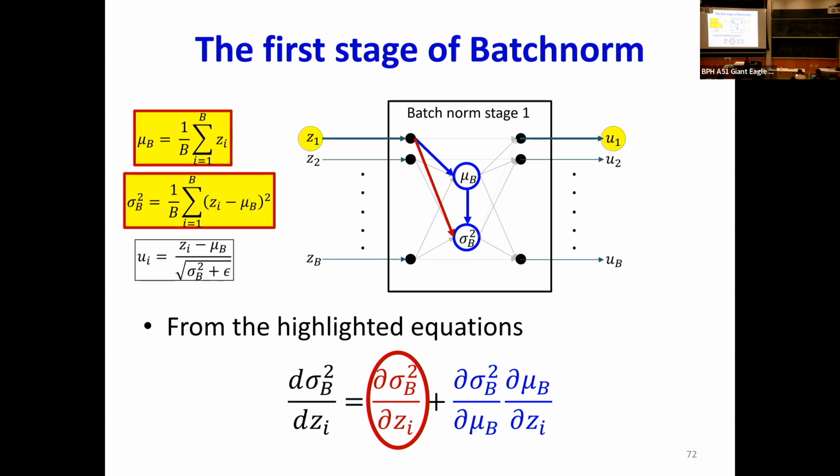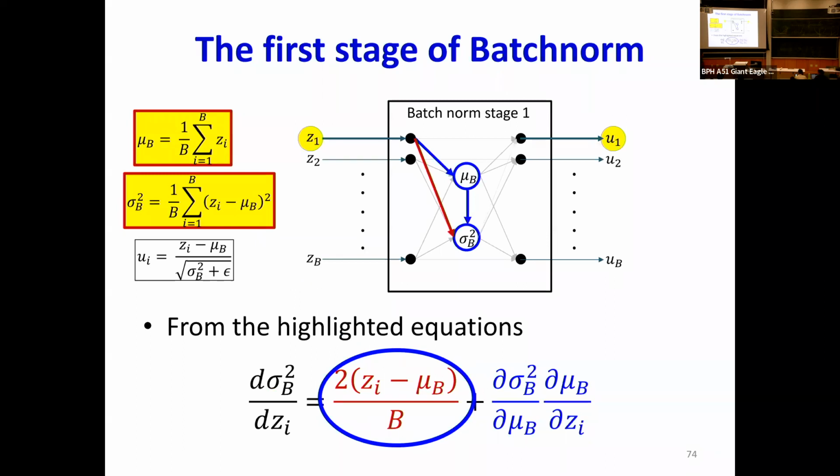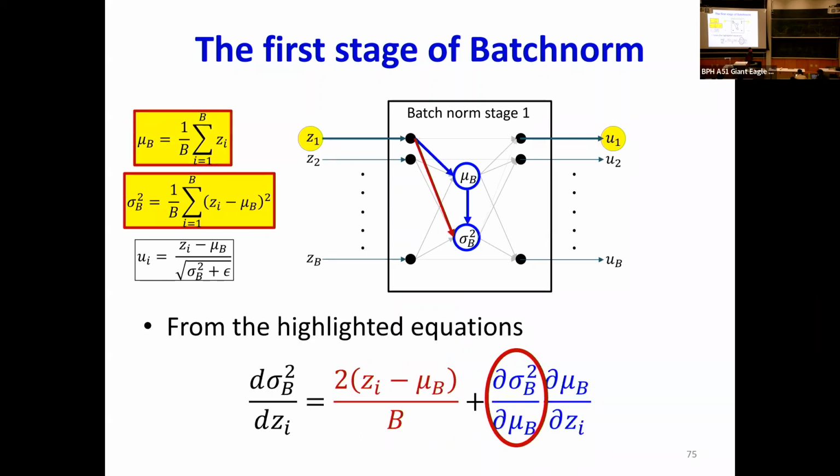Sigma squared is the variable, right? So what is the derivative of this with respect to any particular zi? That's going to be 2 times z minus mu over b, correct? Everyone with me? So I can drop that in. And now, what is the derivative of sigma squared with respect to mu? It turns out that this derivative is going to be 0.